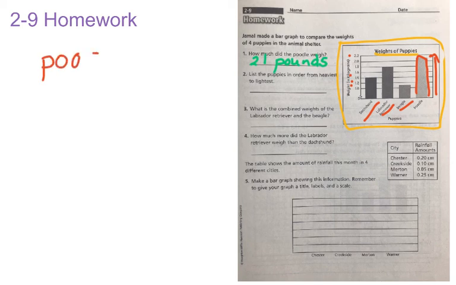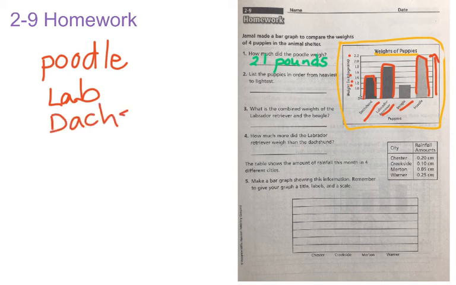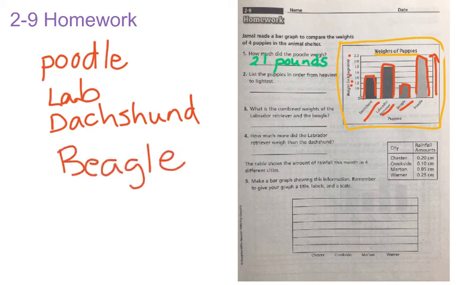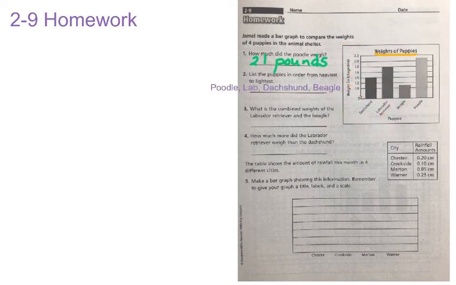So we have poodle, and then the next heaviest puppy would be the next highest bar, which would be right here, which would be the Lab. And then we simply go to the next highest, which would be our first one, which is the Dachshund. And then the lightest weight would be the Beagle. And that's the order from heaviest to lightest. I went ahead and put that information on the line. I typed it because I wasn't going to be able to write them small enough.